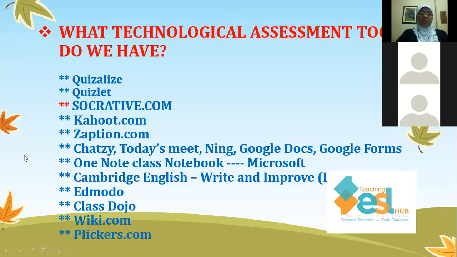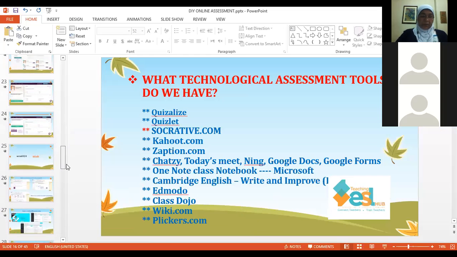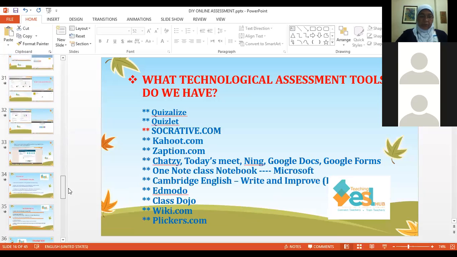So far we have dealt with Quizalize, and we have dealt with Socrative, Kahoot, OneNote Class Notebook, and the Cambridge English Write and Improve, the beta one. Let me get you back to a kind of sum up for what we have already done.